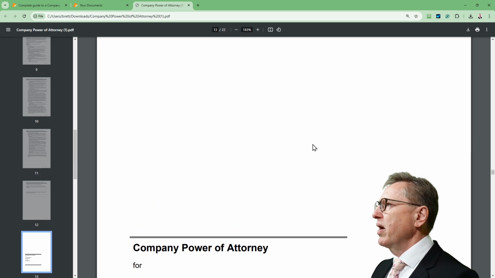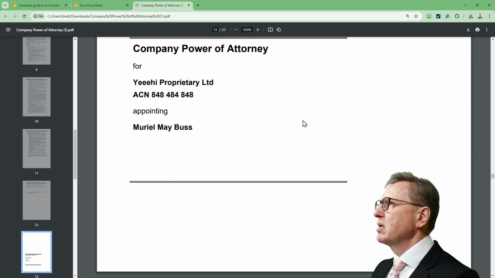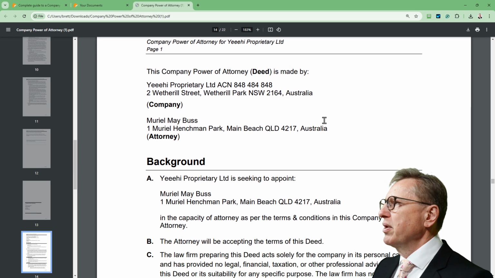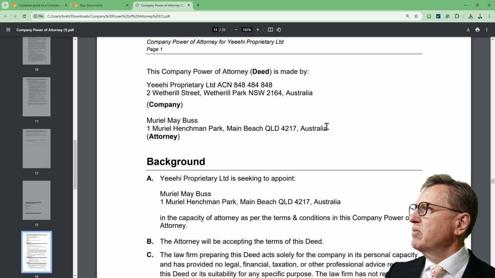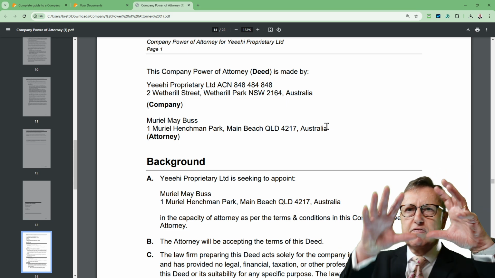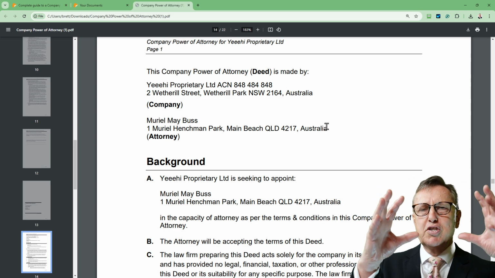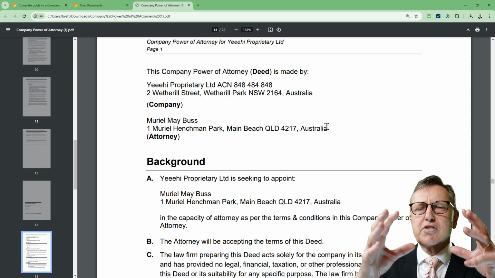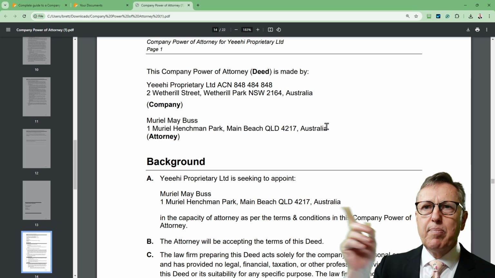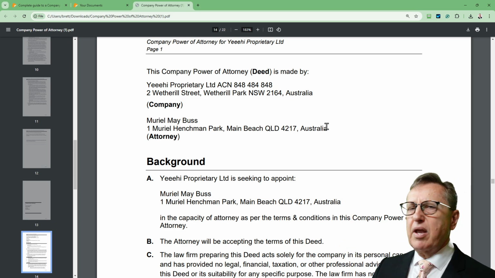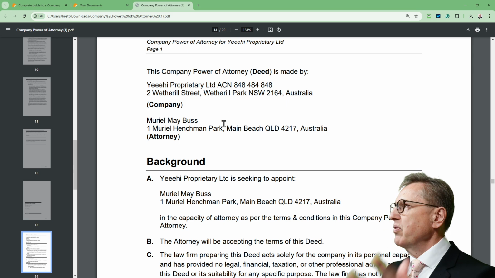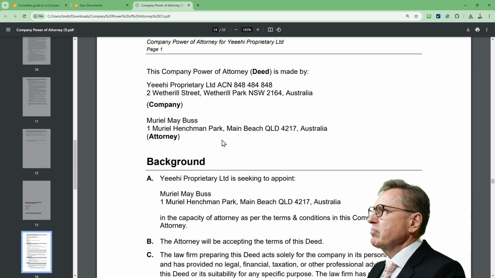dust cover, the front page of the company power of attorney. Yuri appointing Muriel May Buss, good. So you can see who the parties are in this. Where's the director? Where are the shareholders? Well, it's nothing to do with the shareholders. I've just explained to you, saw that picture of Arnold Schwarzenegger's robot. The company power of attorney protects the company. It's got nothing to do with humans. It doesn't care if a human dies. It's not party to the agreement. The attorney and the company are the parties to the agreement, not shareholders or your mum and dad or your directors.